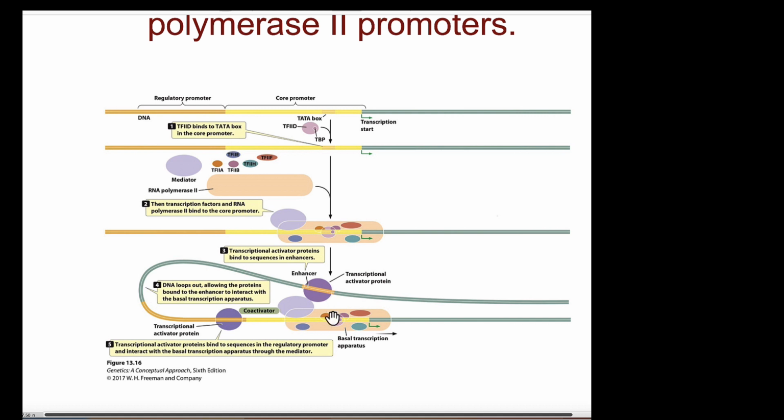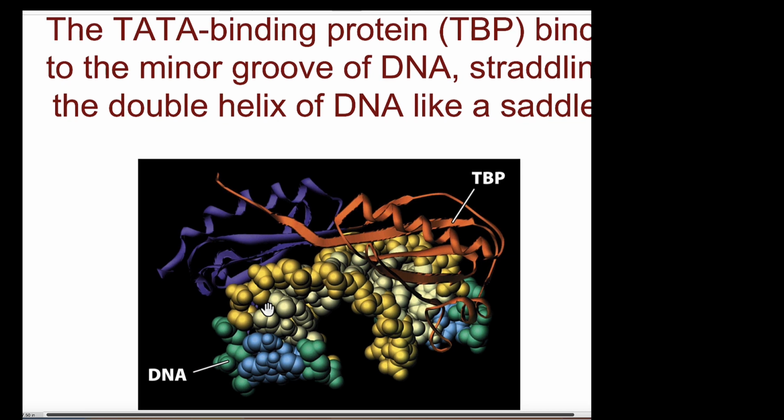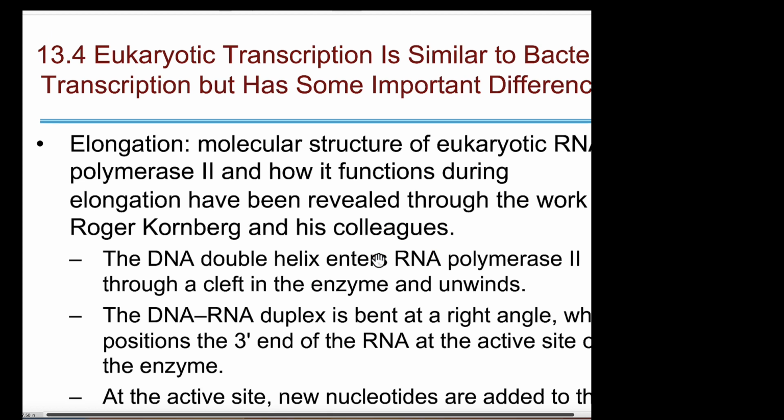And this is the pre-assembled holoenzyme that contains all those general transcription factors, the RNA polymerase 2, the mediator, and the other proteins, the TATA box binding proteins. And this is showing you how the TATA binding protein actually binds to the DNA by saddling into the minor groove of DNA and straddling it, thereby allowing it to bind to the DNA. Okay, so that's initiation.